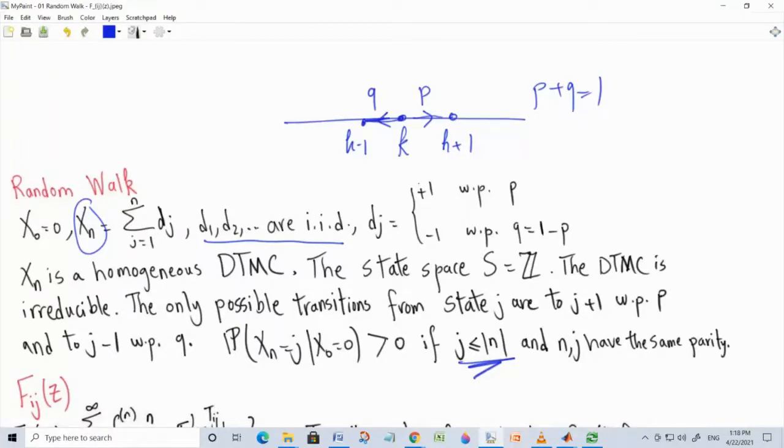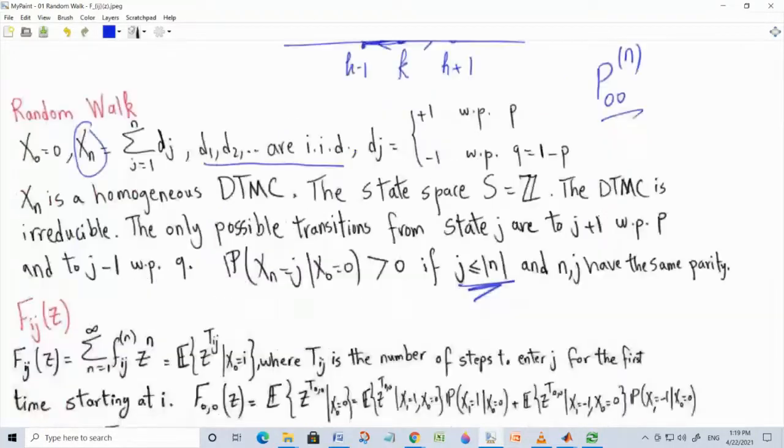Last time we did an analysis using the transition probabilities. We focused on the transition probability P00 of n, which is the probability of being in state 0 at instant n, given that we start in 0. Let's now study the system using the first passage probabilities. Again, it's another perspective, and we will pretend as if we don't know what is going on, as if we will discover what the classification of states is.